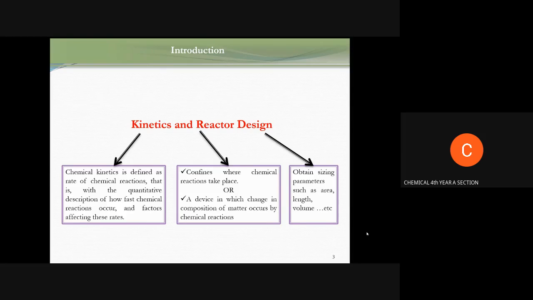Okay, these are the factors affecting the reactors. As I told you before, you all know about the types of reactors, what a chemical reaction is, and how they are performed. What are the basic operating conditions given by the industries or manufacturer. Okay, the next one is to confine where chemical reactions take place. In this slide, you can see in the second box of the content, confine where chemical reactions take place. Okay.